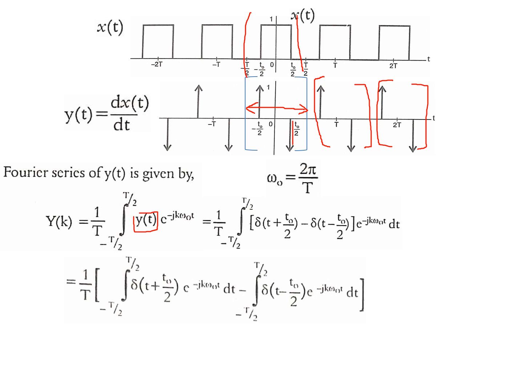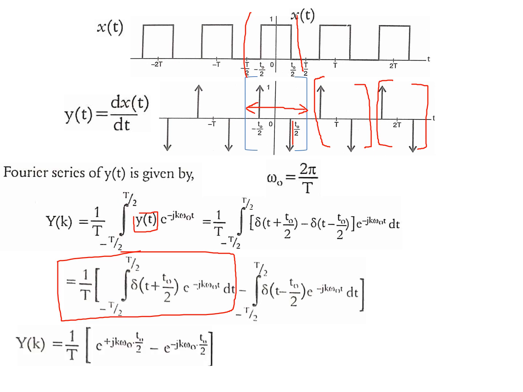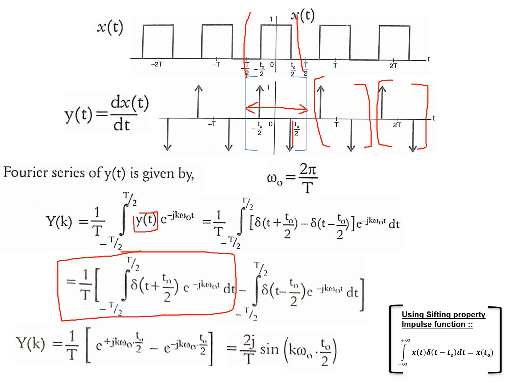Now you use the shifting property because you have to find this integral, isn't it? You know it is an impulse. When I multiply an impulse with a function, the result is an impulse. Let us make use of the shifting property. What is the shifting property? Using the shifting property, the integral from -∞ to +∞ of x(t)δ(t - t0) dt is equal to x(t0).